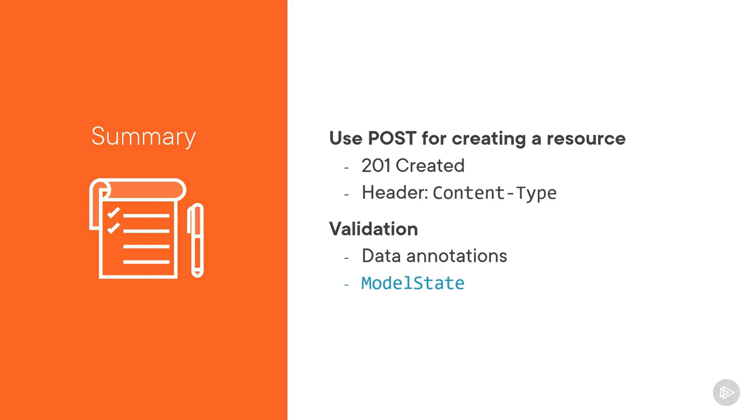That's a dictionary containing both the state of the model and model binding validation. Whenever the request comes in, the annotations applied to the model are checked. If one of them doesn't check out, the model state's isValid property will be false. Thanks to the API controller attribute, a bad request will automatically be returned in such a case.